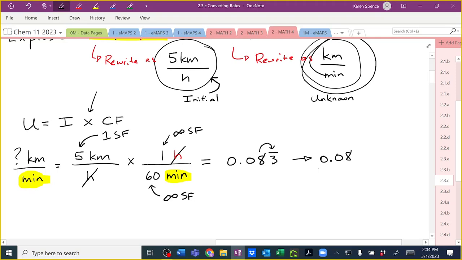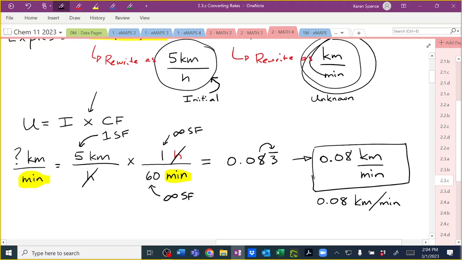Am I done? No, what am I missing? Units. You guys are so awesome. Kilometers on the top, minutes on the bottom. You could, if you wanted to at this point, write it as 0.08 kilometers per minute. That's the only time when you should be writing it like that, is in the final answer, but you can also just leave the final answer like that. That's really good, okay? But if you like, you can do that.